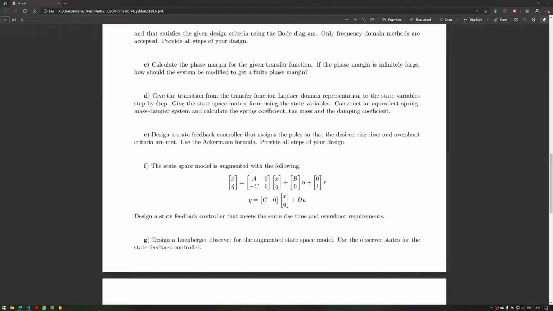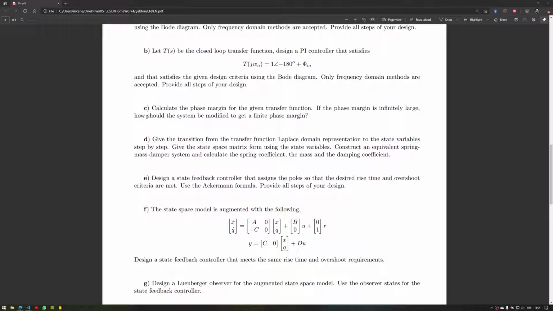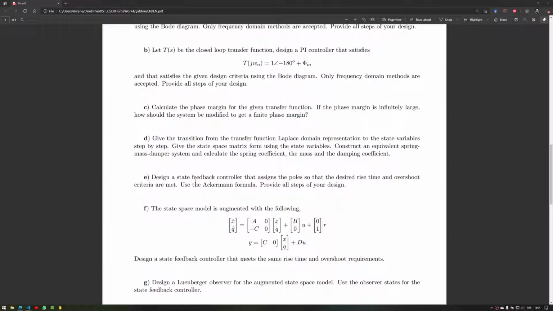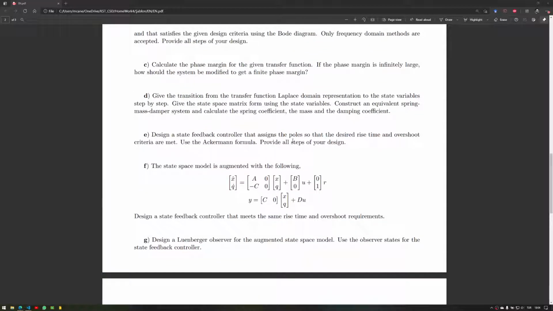Now in E, we have a question which asks us to design a state feedback controller, which is again straightforward, by the way, because we had this in our last lecture, or it will be in the last lecture in your lecture notes. So calculating a phase margin, designing the state feedback controller. The only thing is that you should provide all the steps of your design, just not the answer itself. There should be a step-by-step explanation in your report. That's the only key here.